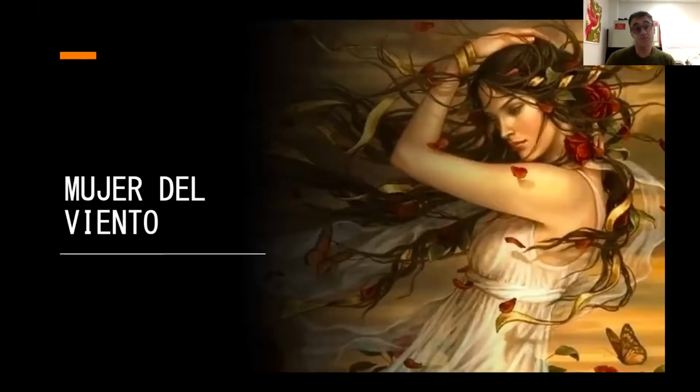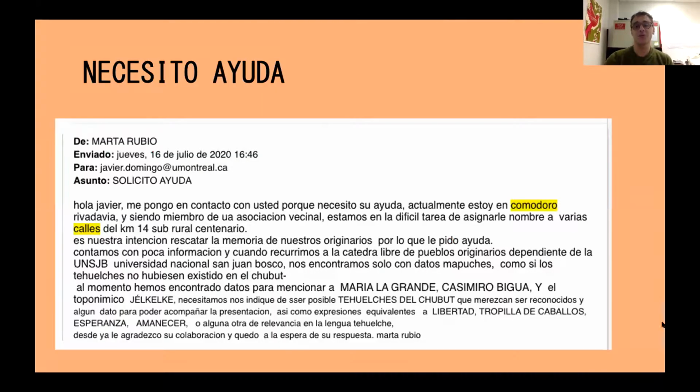Or they ask me stupid things like, people from outside the community, how do you say mujer del viento, which means something like the woman of the wind? What does it mean in Spanish? I don't know. But people want to know those things. They want to know how to say hope or liberty or freedom in Tehuelche, which are of course words that we don't know, but that's what people ask for. They want to name streets with them.